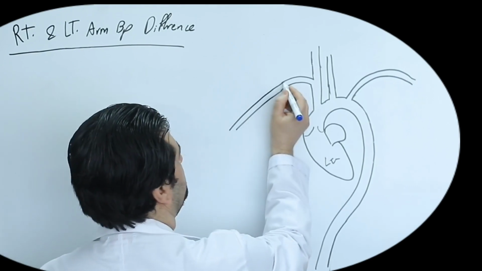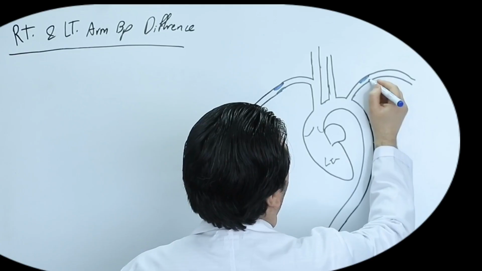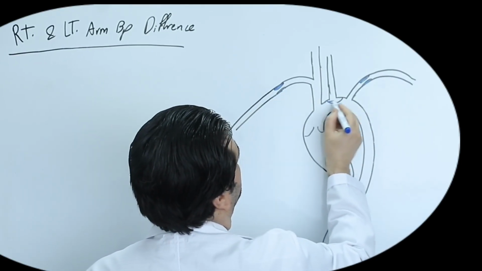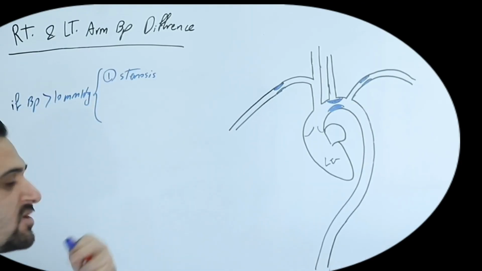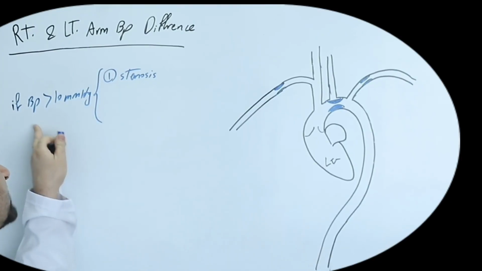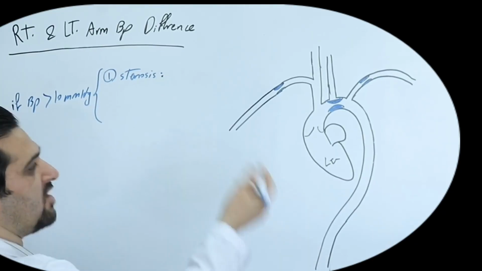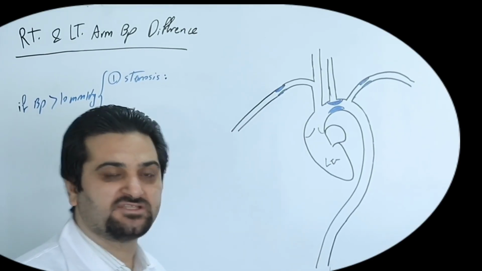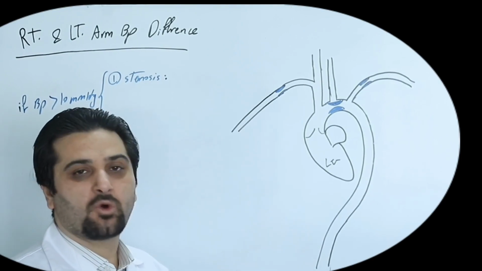So the narrowing can be within the subclavian artery itself. This narrowing can be in the left subclavian, the right subclavian, or even in the aortic arch. So we can say that if there is more than a 10 millimeter mercury difference in blood pressure between the left and right arms, the causes to consider are usually narrowings and stenoses. Now, this narrowing may be due to atherosclerosis, and atherosclerotic plaques may be caused by inflammatory diseases such as Takayasu, or it could be due to narrowings like aortic coarctation.